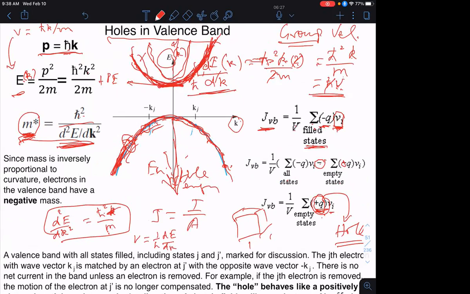E is equal to h bar omega. So this is also the same as d omega dk, where omega is the frequency in radians per second, and k, of course, is the wave vector, right? And if you remember your freshman physics, d omega dk is what's known as the group velocity of a wave packet.